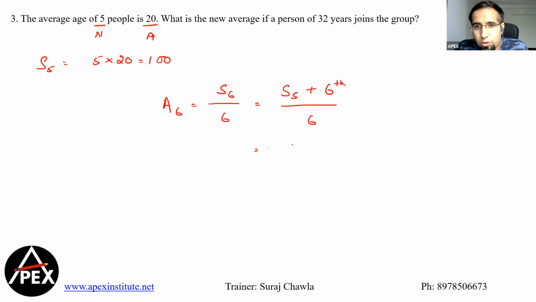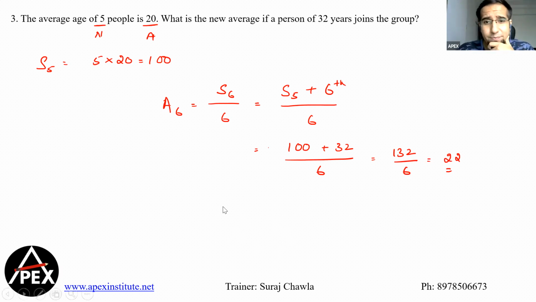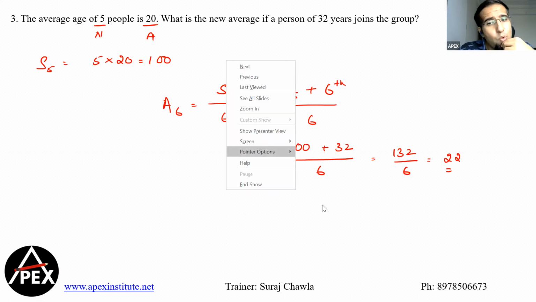So, sum total of 5 people is going to be 100 plus 32, divided by 6. Clear? And that's going to be how much, guys? 132 by 6, which means the average is going to be 22. Is this point clear with all of us?